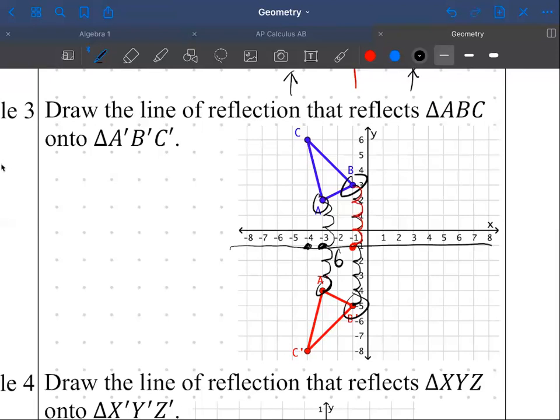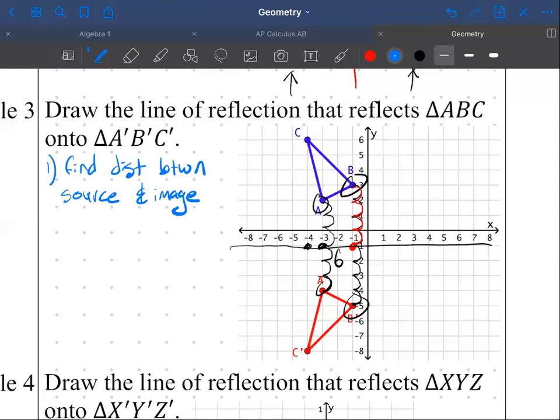Cool. Questions? So we should probably list our steps just in case you get mixed up. Our first step was to find the distance between source, can't spell source, and image. And then we found that was 6 in our first case, right? So I'll put a 6 in parentheses.